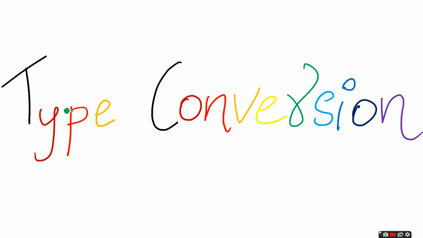In this video, we can learn about type conversion. In Python, we have learned about the data types. The data types are int, float, bool, complex, and string. These are the data types.